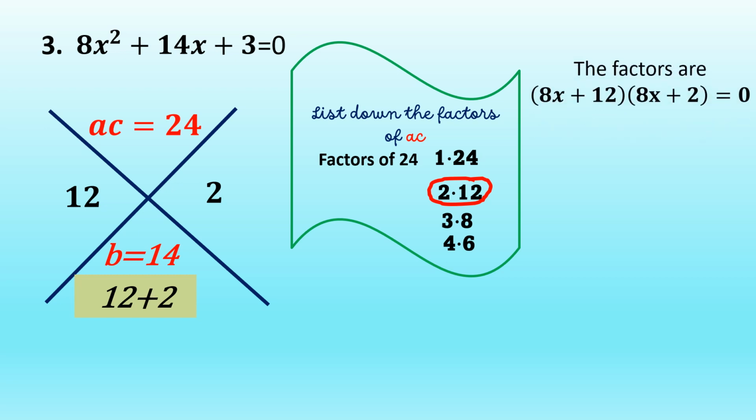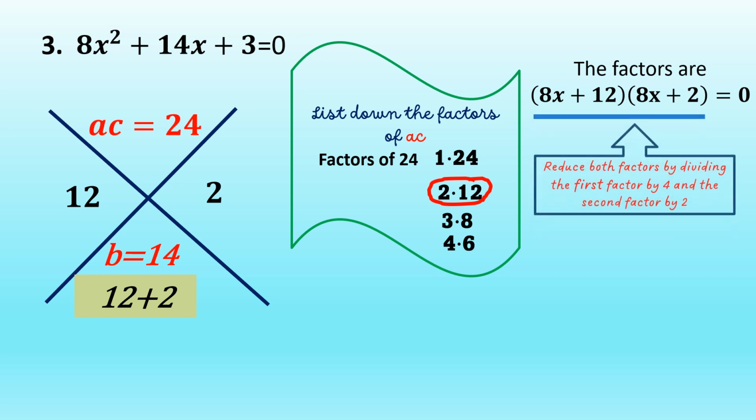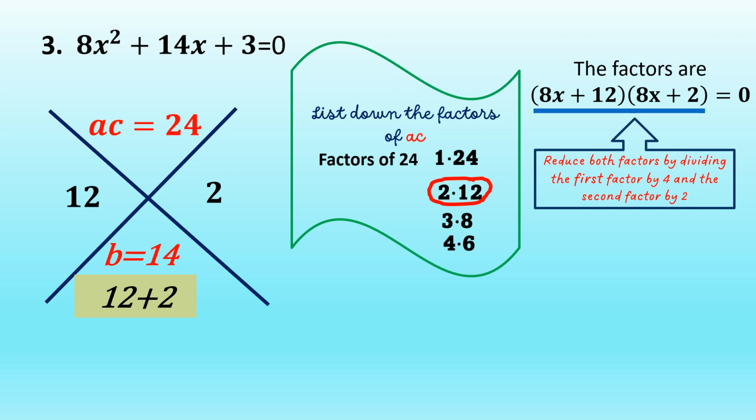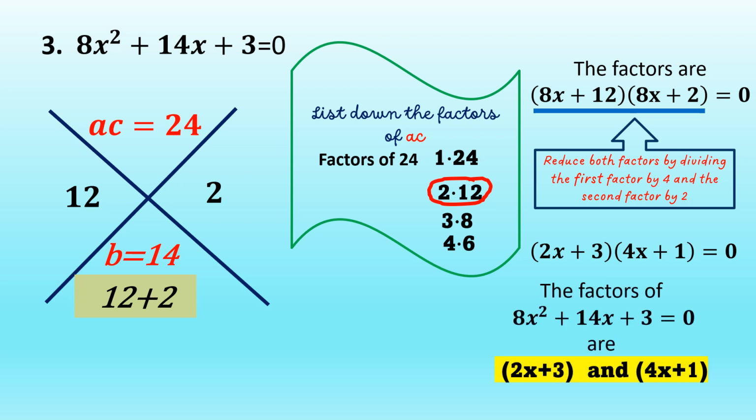The factors are quantity 8x plus 12 times quantity 8x plus 2 equal to 0. Reduce both factors by dividing the first factor by 4 and the second factor by 2. So we obtain quantity 2x plus 3 times quantity 4x plus 1 equal to 0. So the factors of 8x squared plus 14x plus 3 equal to 0 are quantity 2x plus 3 and quantity 4x plus 1.